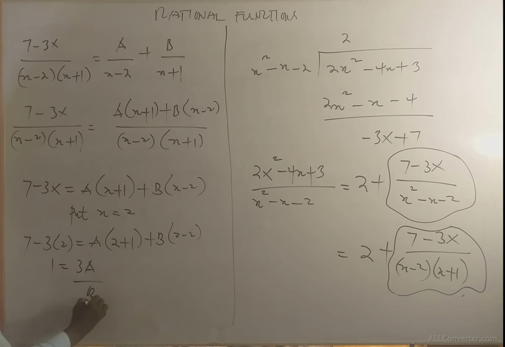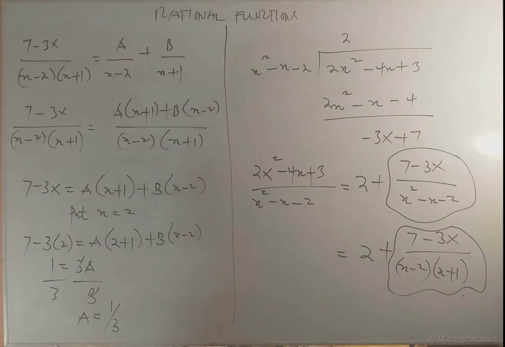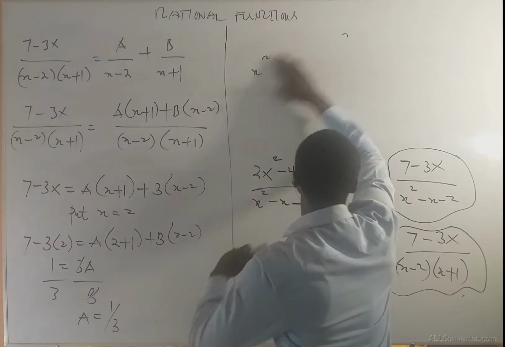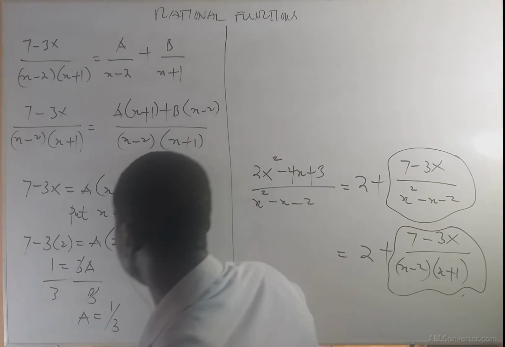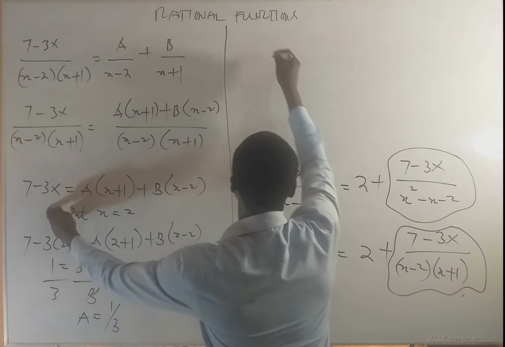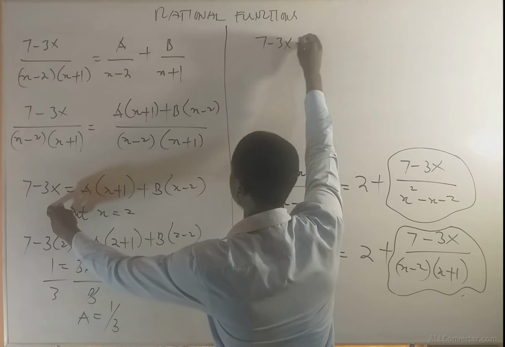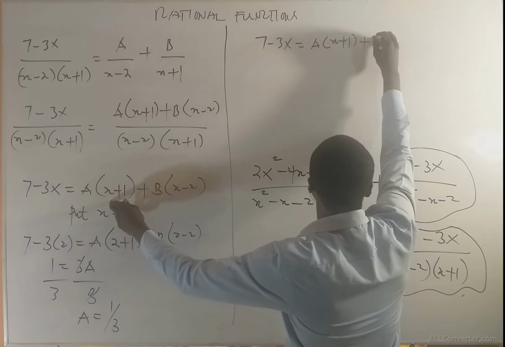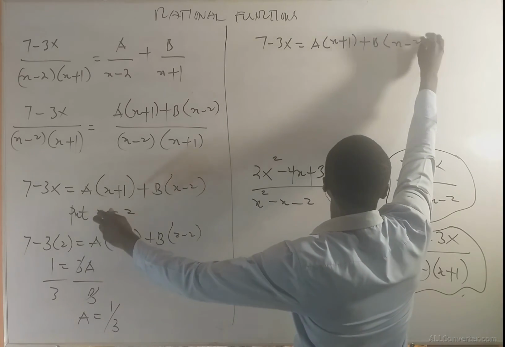So when we divide both sides by 3, then this is gone. So the value of a will be 1 over 3. So you write the identity back again, and the identity is 7 minus 3x equals a into bracket x plus 1 plus b into bracket x minus 2.